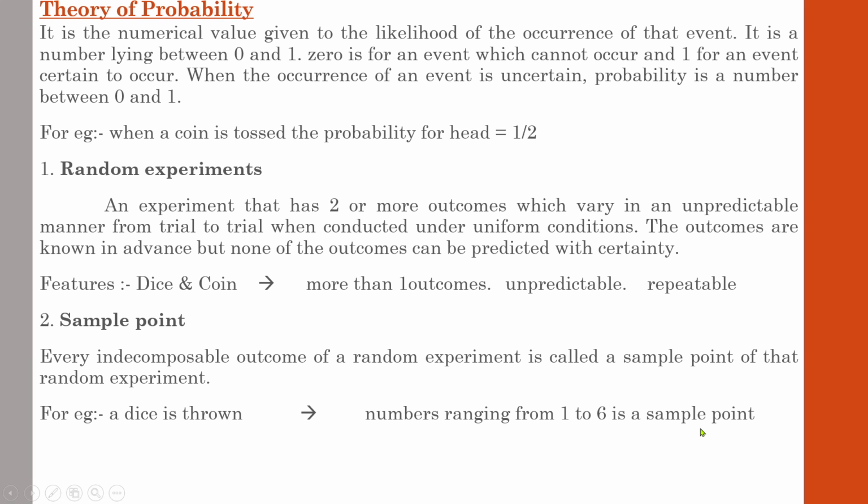So every random experiment has a number of sample points. In the case of a dice, we have the probability of getting 1 to 6. Whatever the number, we don't know, but we have the probability of getting 1 or 2 or 3 or 4 or 5 or 6. So we have 6 sample points in the case of a die. Whereas in the case of a coin, you have 2 sample points, that is head or tail. So the events from a particular experiment are known as sample points. I hope you are getting the concept.